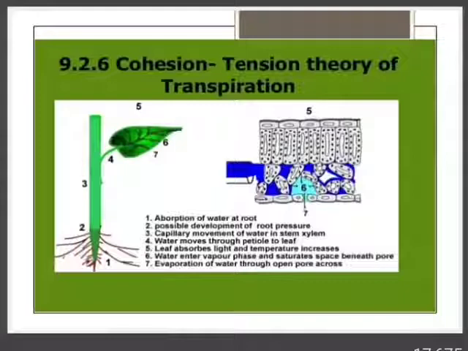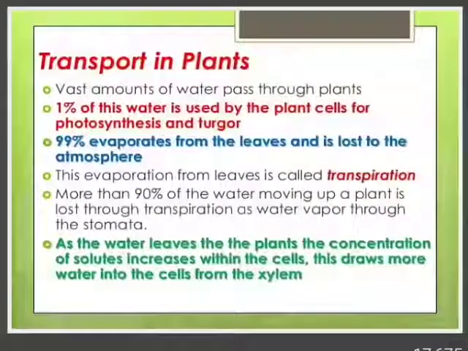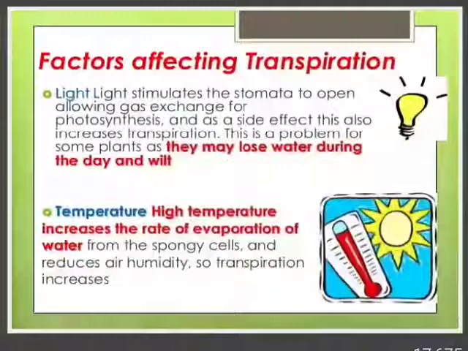The cohesion-tension theory of transpiration: absorption of water at the root, possible development of root pressure, capillary movement in the xylem, and evaporation of water through the open pores of the stomata. Transport in plants: how much water passes through the plant? 1% of water is used by plant cells for photosynthesis, and 99% evaporates from the leaves and is lost to the atmosphere. This is the purpose of transpiration.